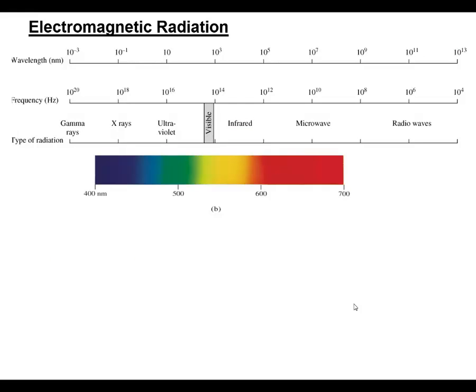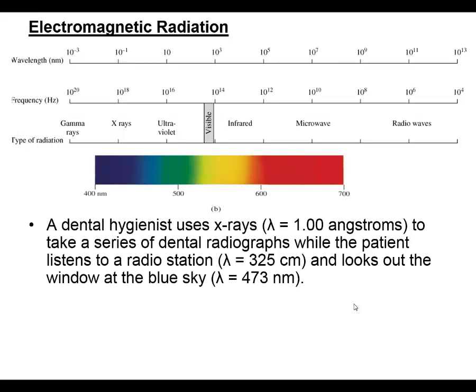Okay, so let's use a few of our calculations here to solve for the relationship between wavelength and frequency. So I have for a reference here our electromagnetic spectrum. Let's consider that you might go to a dentist's office. If you go to a dentist's office, there's a number of different types of electromagnetic radiation you might be observing in different ways. The dental hygienist might take an X-ray of your teeth, and let's say the X-ray has a wavelength of 1 angstrom. And then while you're also there, you're listening to a radio station with a wavelength of 325 centimeters.